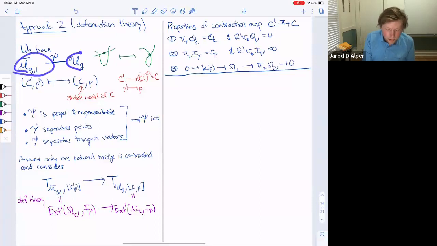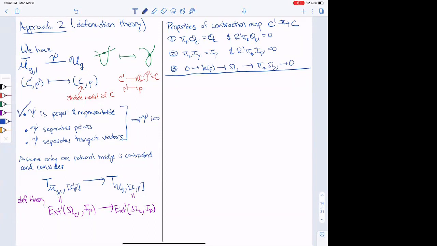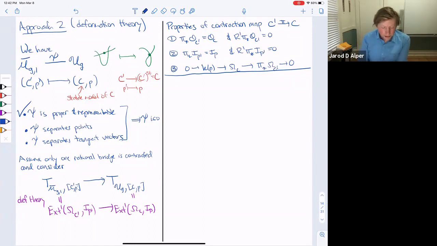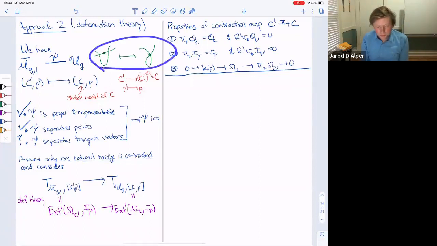Right, and actually, of these things, we already know both sides, M_{g,1} bar and U_g, are proper. So we get that this map is proper for free. One can check that the induced map on automorphisms is injective, so you get representability. You can also check that it's injective on points, just directly. So the challenge is in showing that it separates tangent vectors, and that's where the deformation theory shows up. Let's assume for simplicity that there's only one rational bridge contracted, like in this picture.